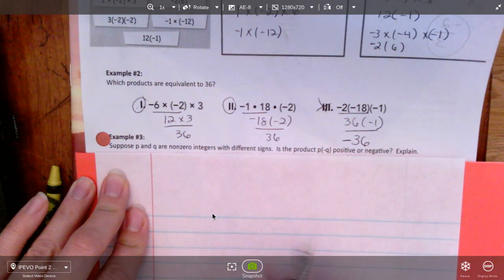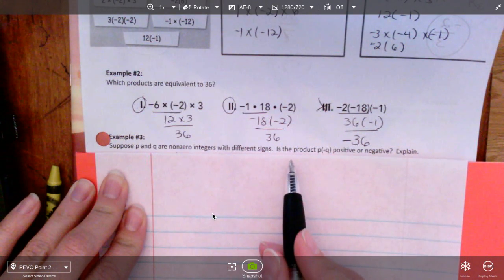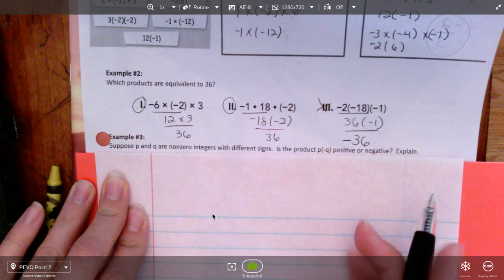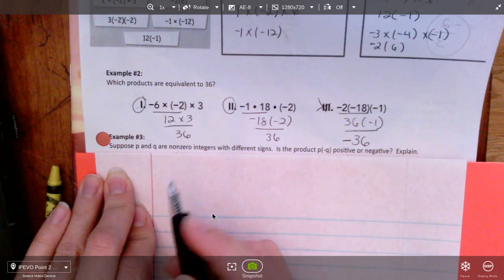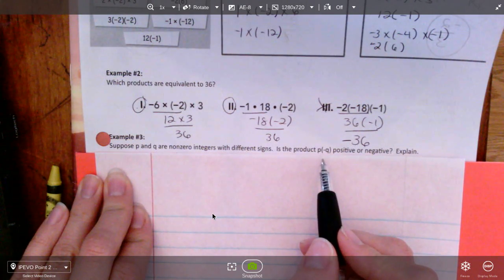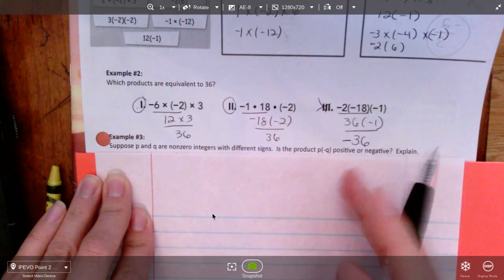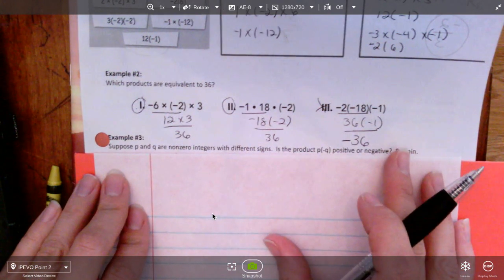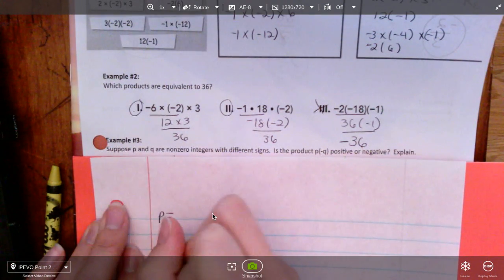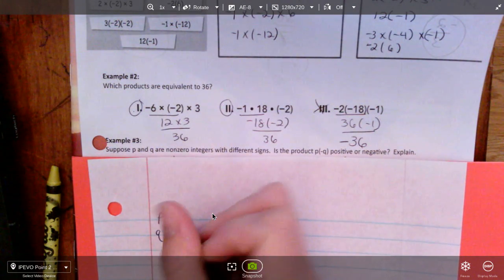So what we're going to do here is they're saying, suppose P and Q are non-zero integers with different signs. Is the product P times negative Q positive or negative? Now, when you look at this, they're saying this one is positive and this one is negative Q. So some people might think already that, oh, they've already taken care of the two different signs for me. Be careful, that's just the expression that they happen to be giving us. So we still need to assign P as a positive and Q as a negative, or vice versa. P is a negative, Q is a positive.